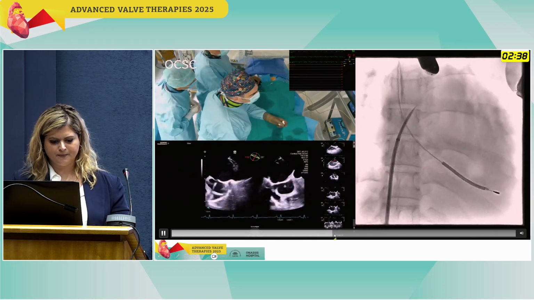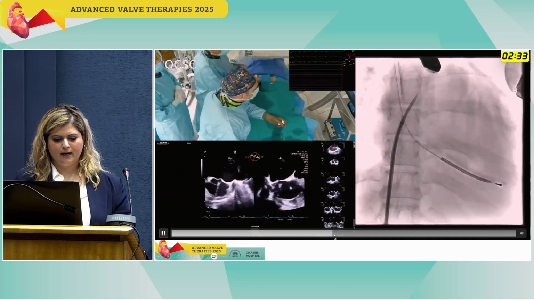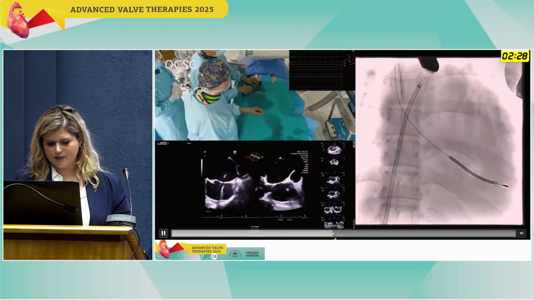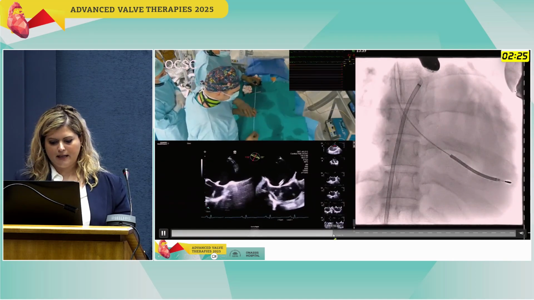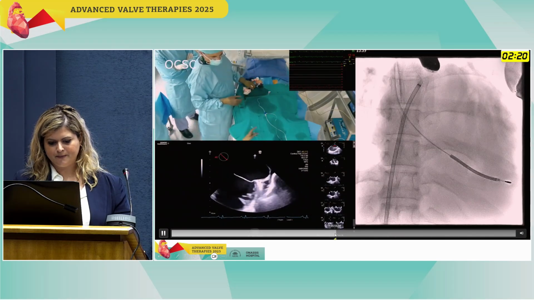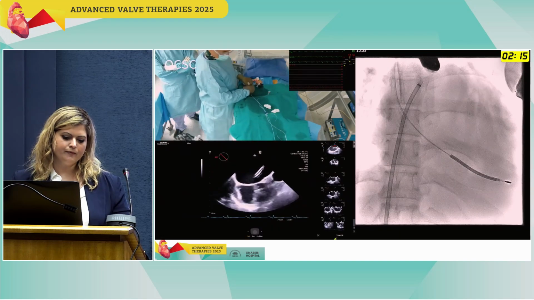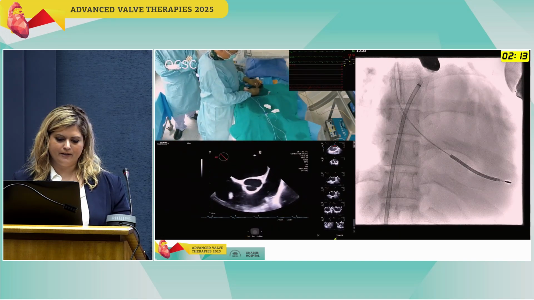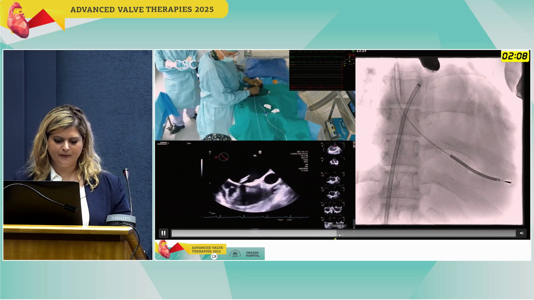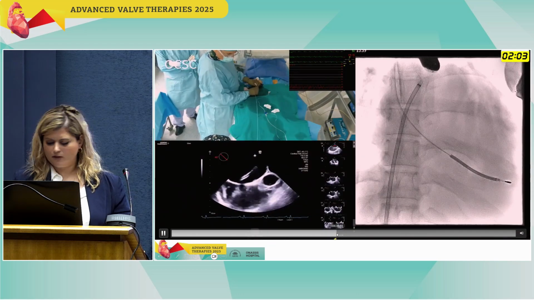So here's a moment. You see the tenting and how the tenting was released. We are, the catheter is in the left atrium now. And then we are going with the wire to the pulmonary vein for stability. You see it here, we are seeing the catheter and the wire is coming out. It's very important to see that it doesn't go to the LAA. That's why we are doing it always under echo guidance.